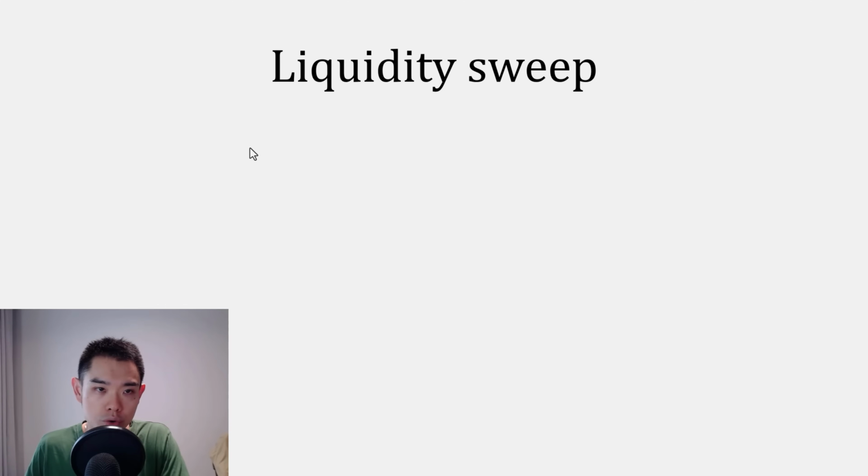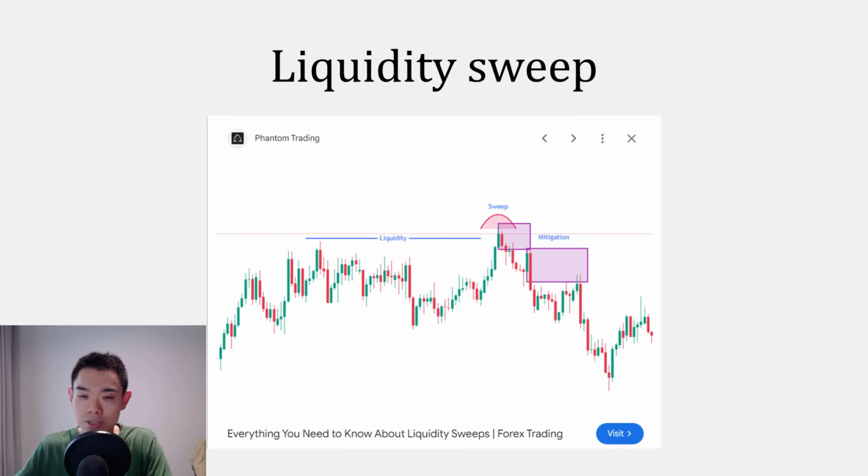So now, just to walk you through a few examples, right? I simply plucked this off from Google. You can see this one over here. Price goes up, takes out these highs, and then reverses down lower. Okay, another example here.